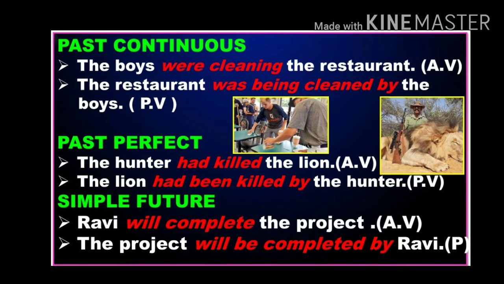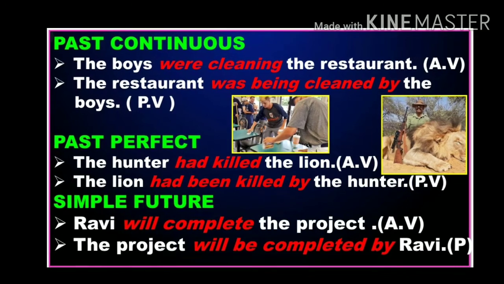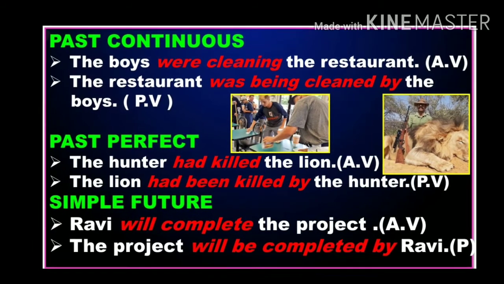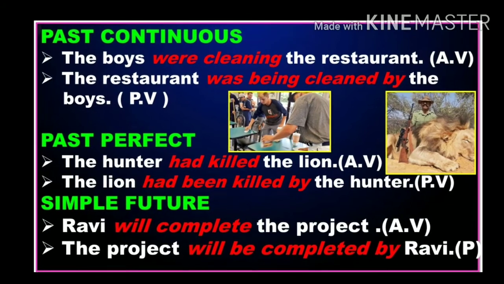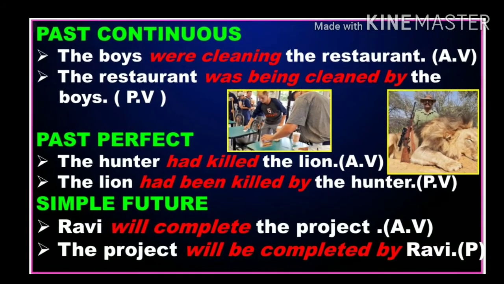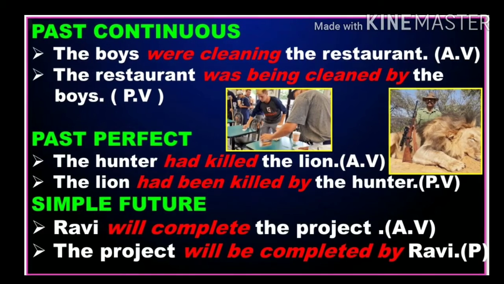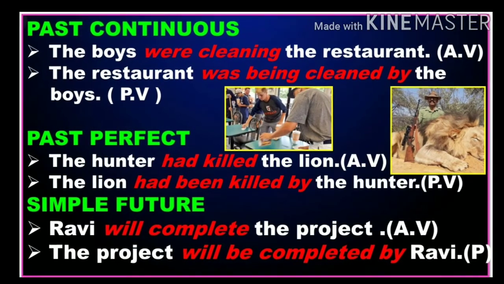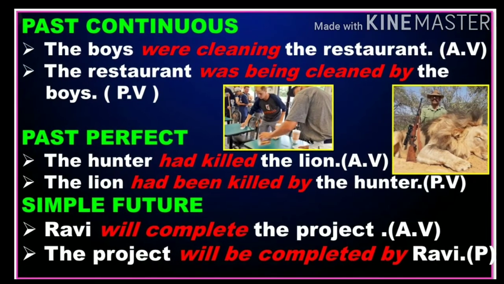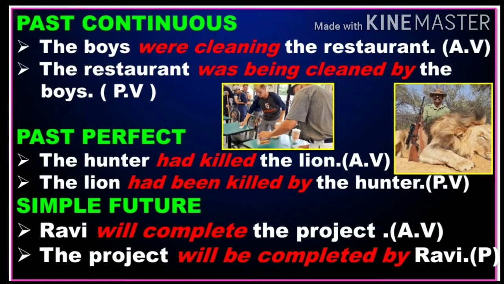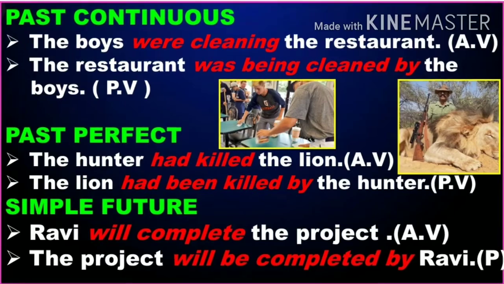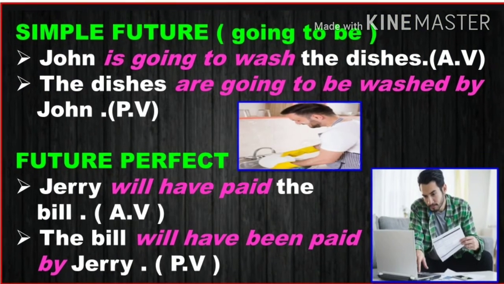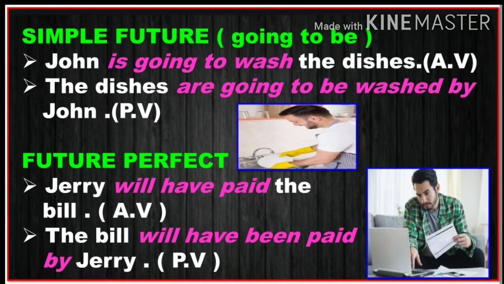Past perfect tense. The hunter had killed the lion. That is in active voice. The lion had been killed by the hunter. That is in the passive voice. And the next one is simple future tense. Ravi will complete the project. That is in active voice. The project will be completed by Ravi. That is in the passive voice. And the next one is simple future with going to be.